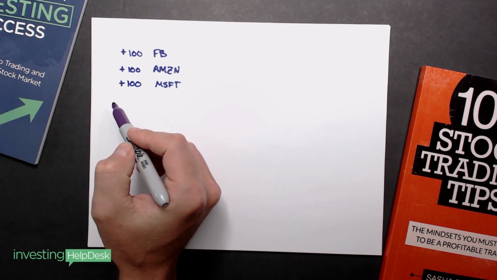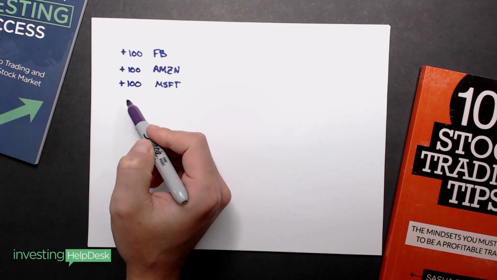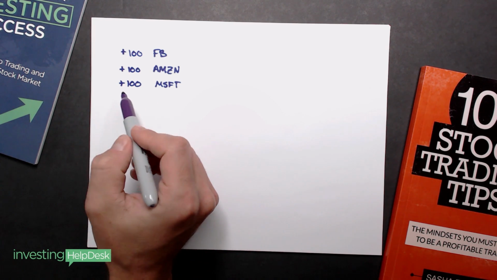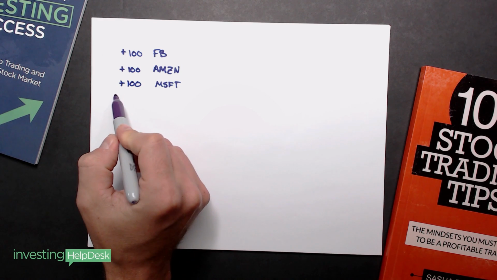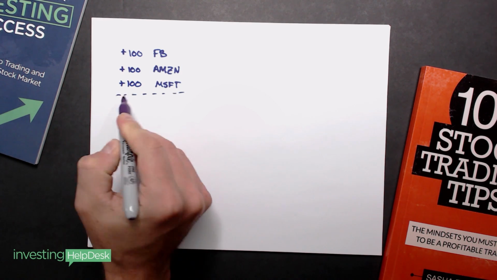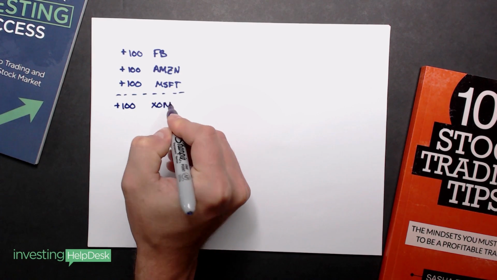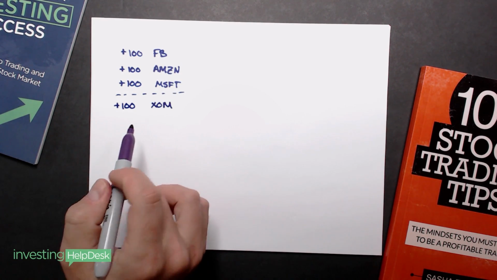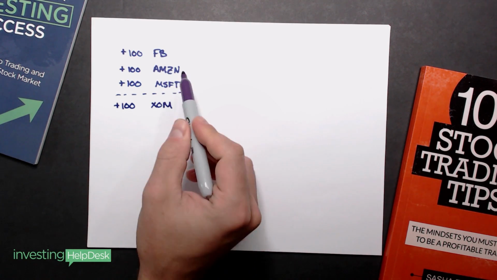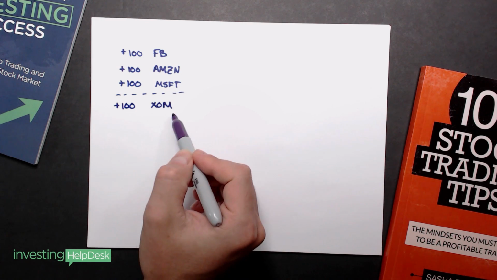But if you want to hedge this, let's just say you assume that technology is going lower, then what you could do is hedge this by taking another investment in, let's say, something like Exxon Mobil. So that's kind of another way to hedge, is that now you're looking at sector hedging.